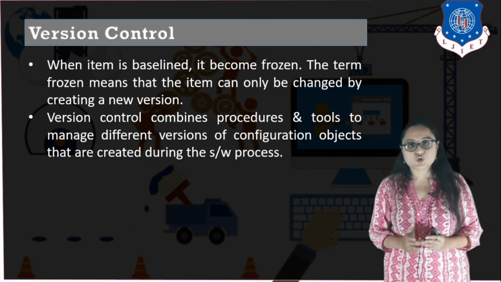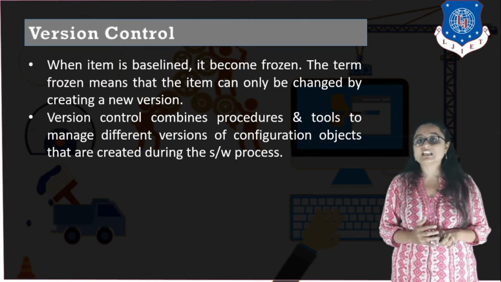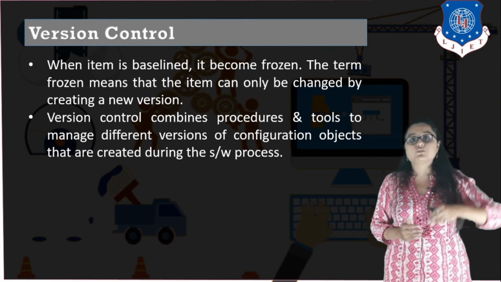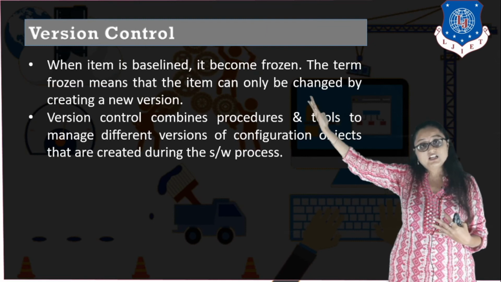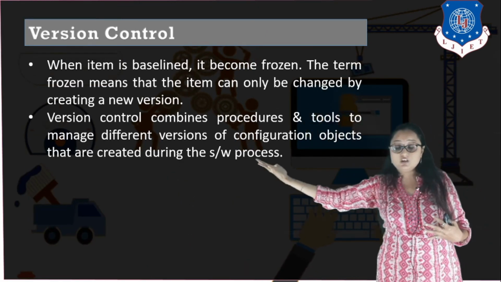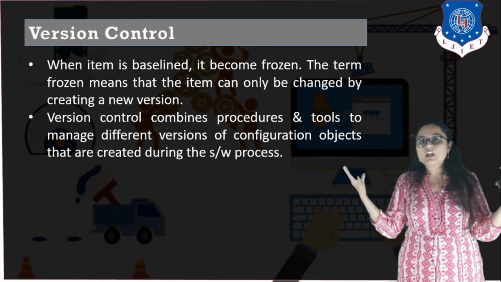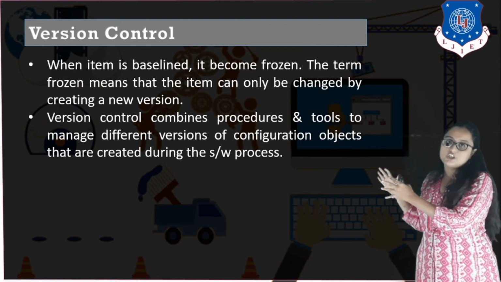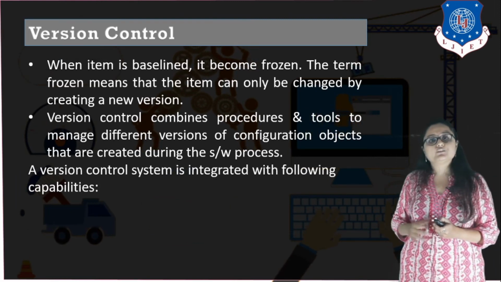So we have seen in the previous slide that we were changing some of the configuration items, and we have changed that configuration item in a particular version, right? So we need to get an idea of what the configuration items were, in what version we changed them, who changed them, and when they were changed. So all these questions and answers are basically version control, right? So a version control system is integrated with the following capabilities.